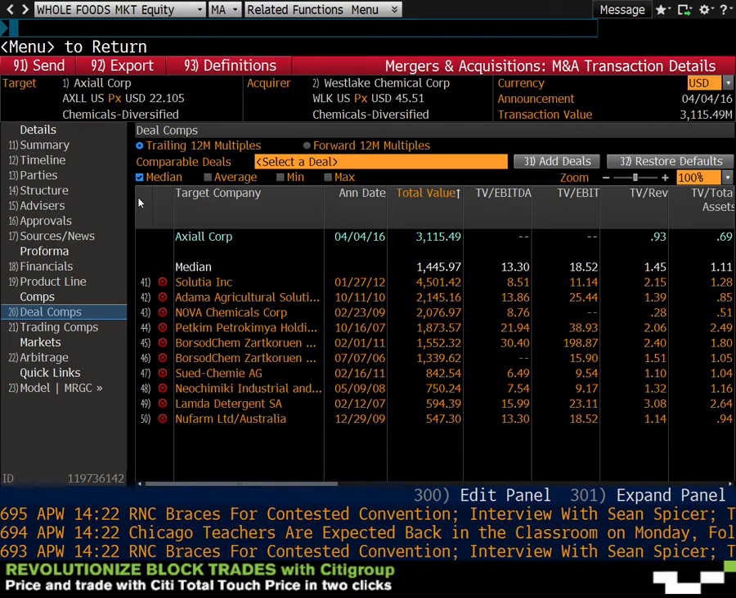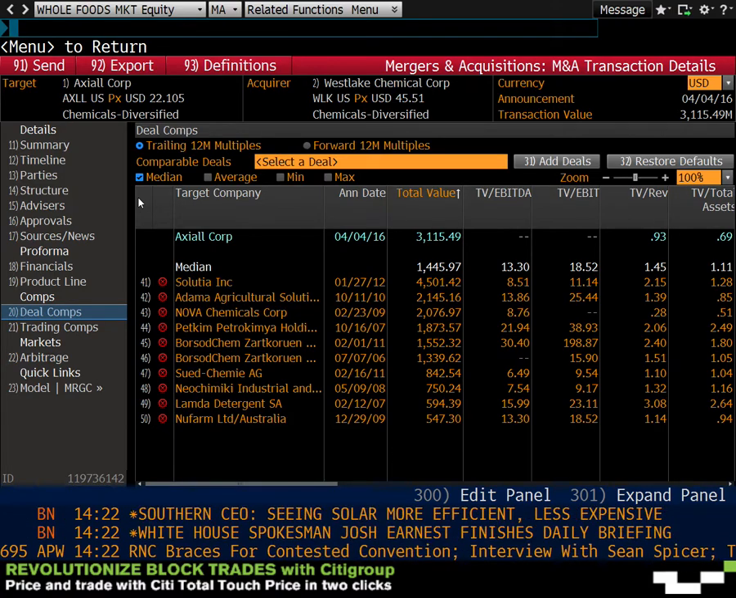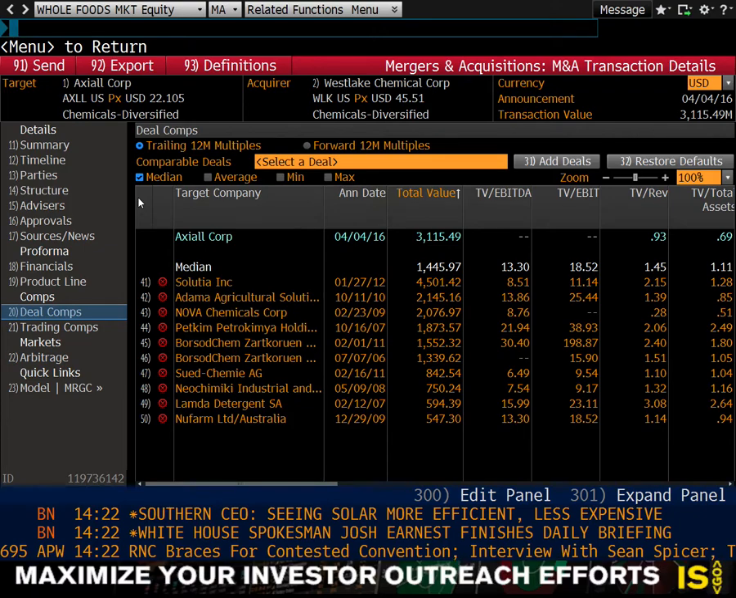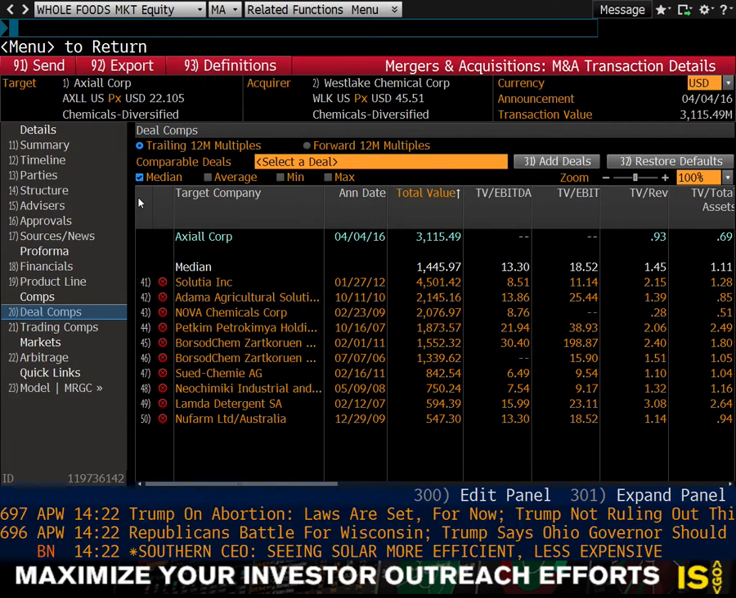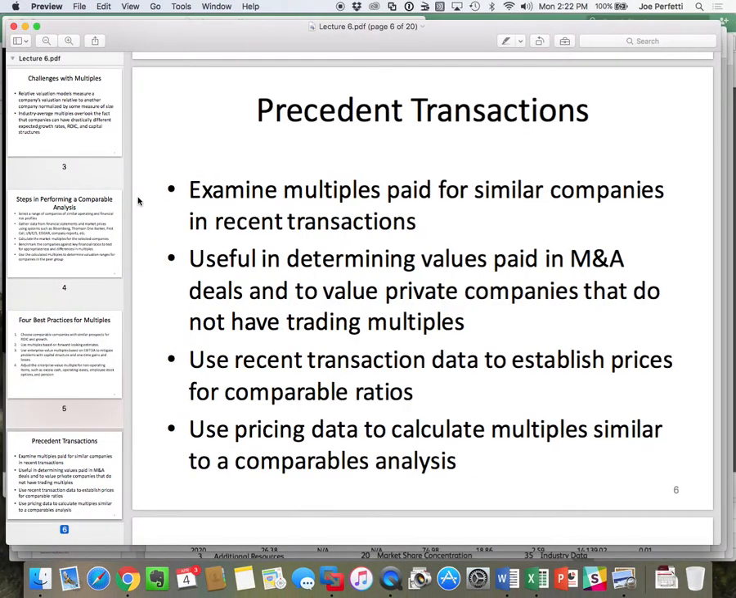So we're not talking about precedent transactions here for our Whole Foods analysis, but when Westlake went through the process to buy this other chemical company, basically they probably looked at a lot of these precedent transactions to figure out how much they should pay based on what people have paid for similar assets, because that's the whole idea of multiples. So let's come back to this.